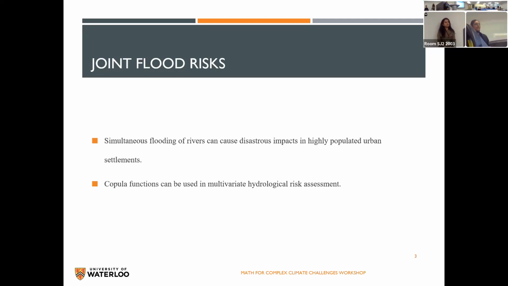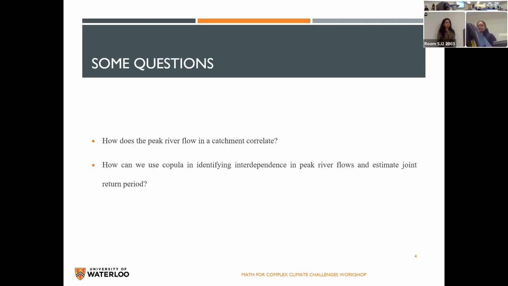So the aim of this study is to find out the chance of simultaneous flooding of rivers, which can cause disastrous impacts on urban settlements. Copula functions are used to find out this joint flood risk, and these functions can be used in multivariate hydrological risk assessments. Some questions we are trying to address in this talk are: how does the peak river flow in a catchment correlate? And how can we use Copula in identifying the interdependence of peak river flows and estimate the joint return period?